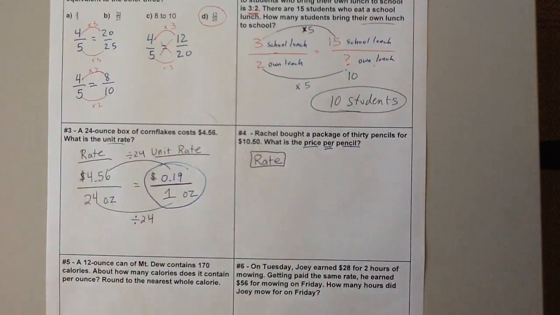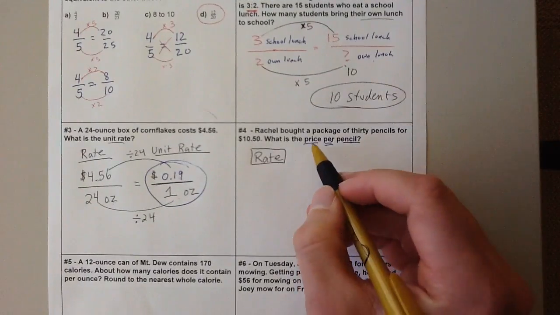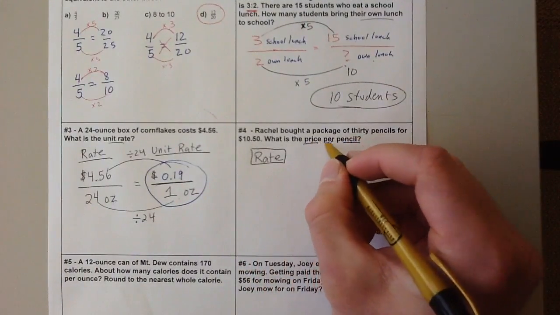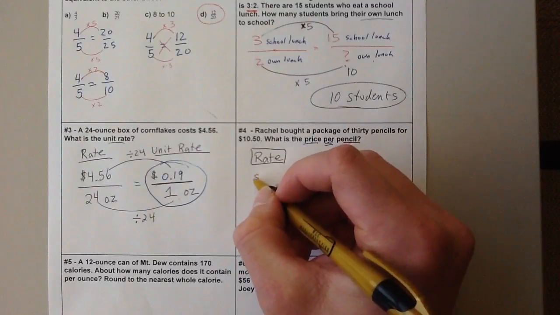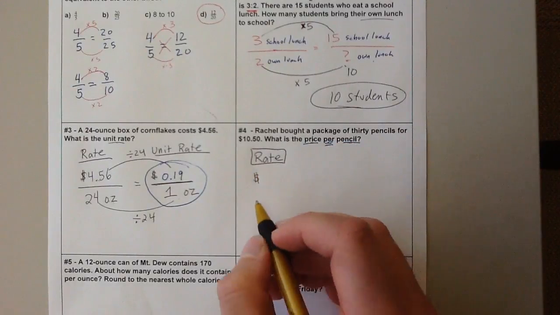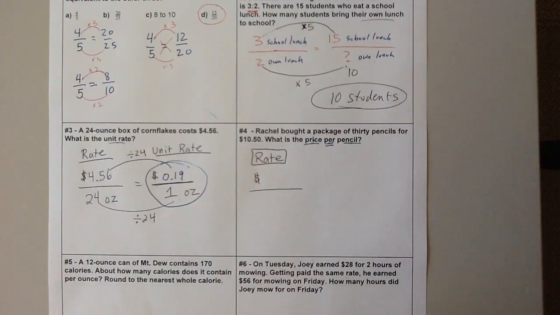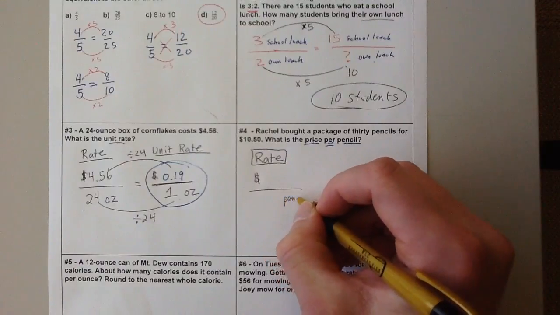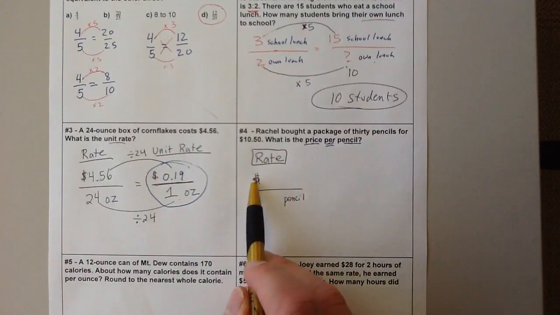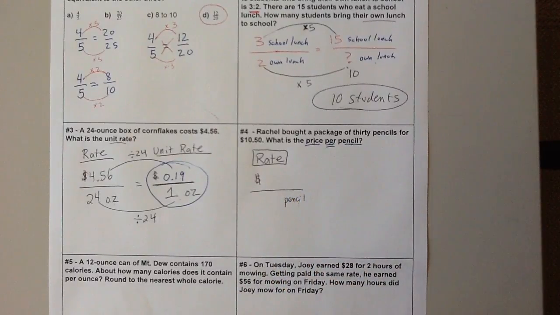All right, we're going to write the rate given to us in the problem. We want price per pencil. So price is on top, per pencil. Price per pencil. That's how I set it up.